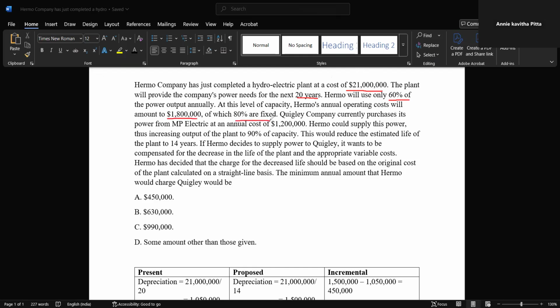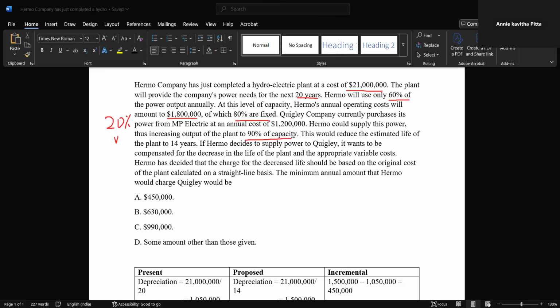So obviously the other part, 20%, would be variable. So we can have a mention here: 20% of the operating cost is variable. Then Quigley Company currently purchases its power from MP Electric at an annual cost of 1,200,000. Hermo could supply this power, thus increasing output of the plant to 90% capacity.